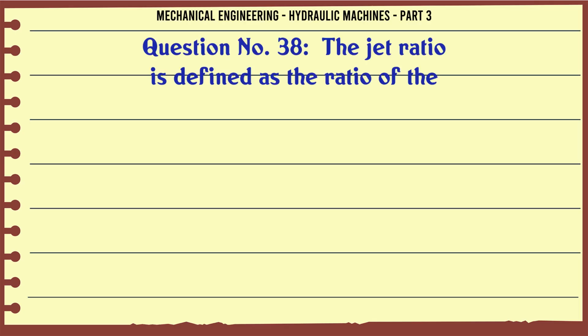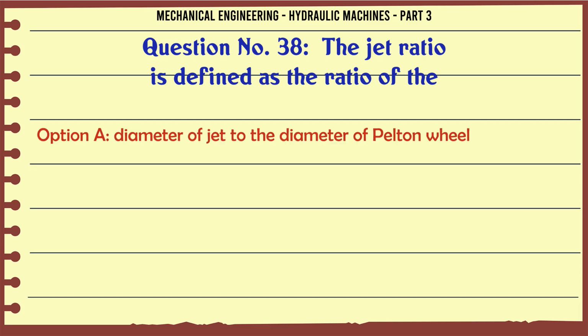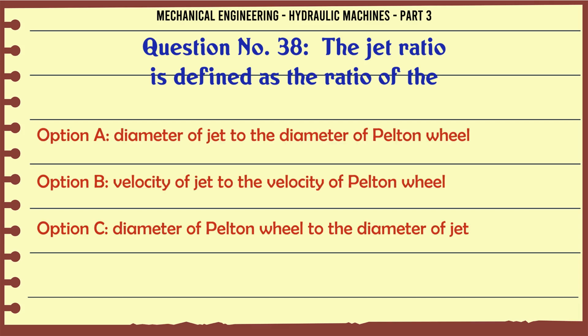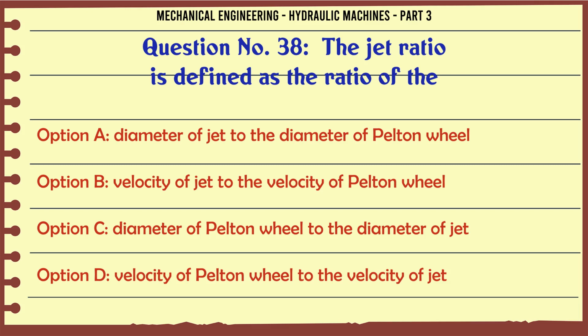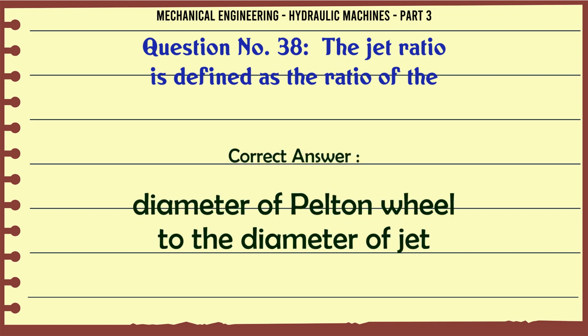The jet ratio is defined as the ratio of the A. diameter of jet to the diameter of Pelton wheel, B. velocity of jet to the velocity of Pelton wheel, C. diameter of Pelton wheel to the diameter of jet, D. velocity of Pelton wheel to the velocity of jet. The correct answer is diameter of Pelton wheel to the diameter of jet.